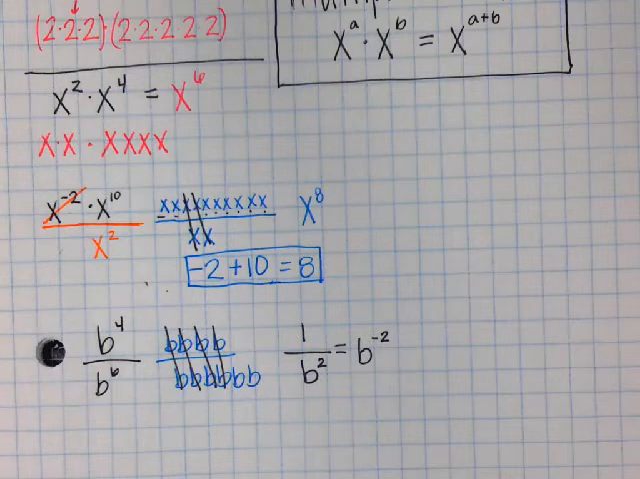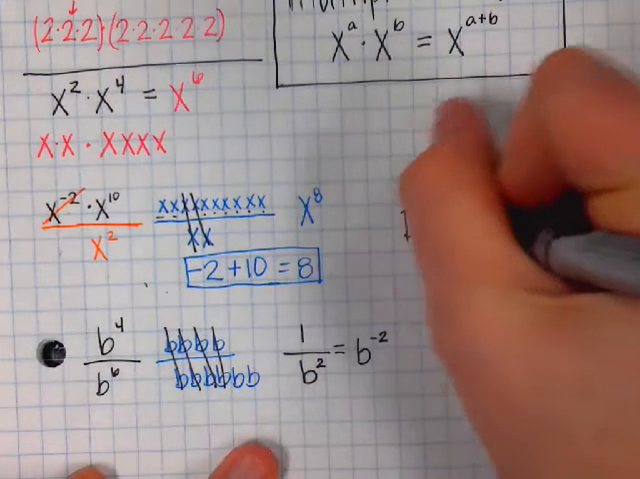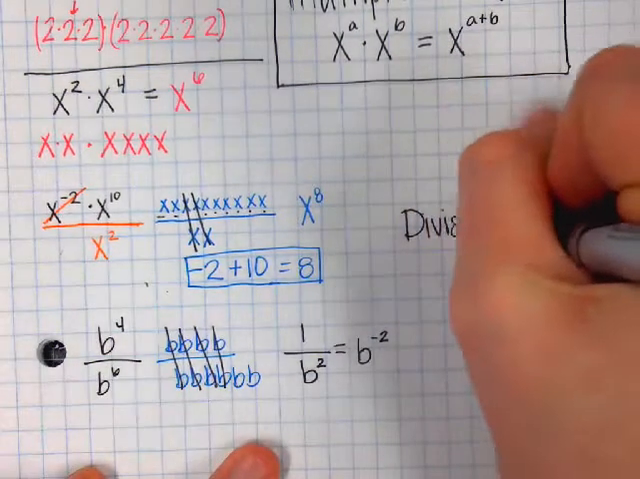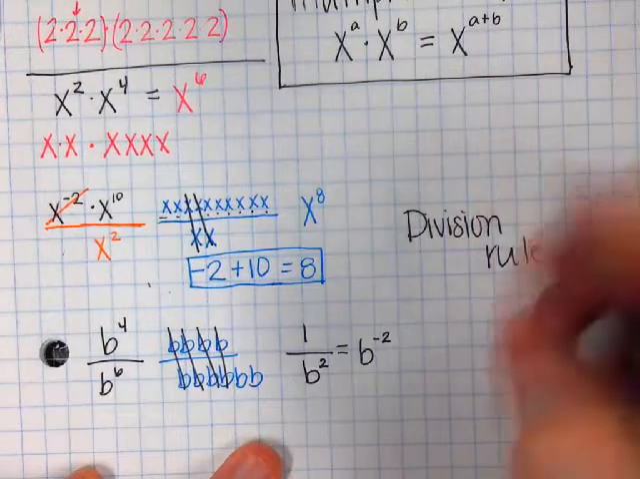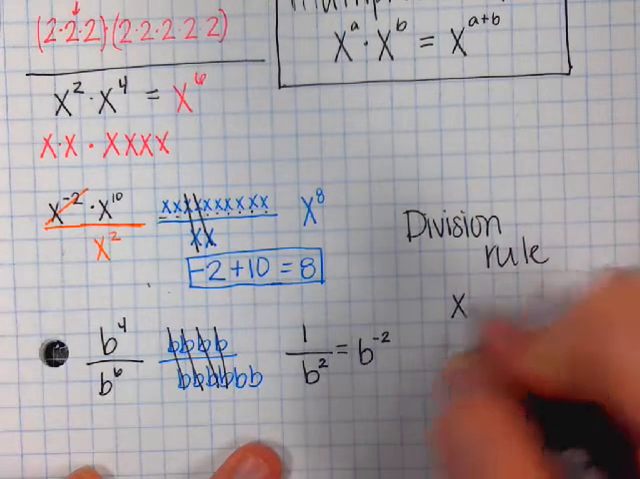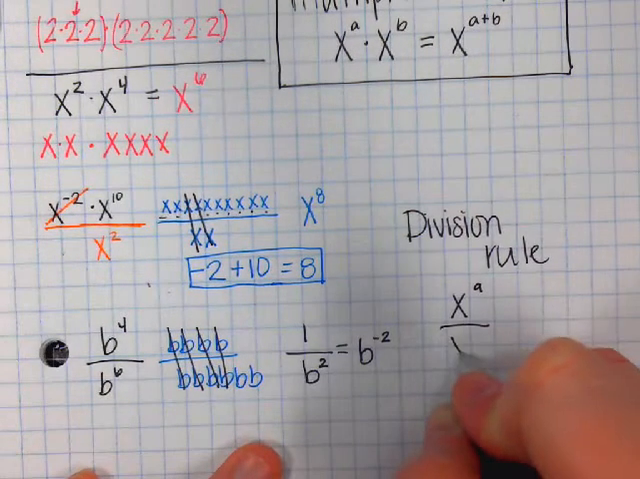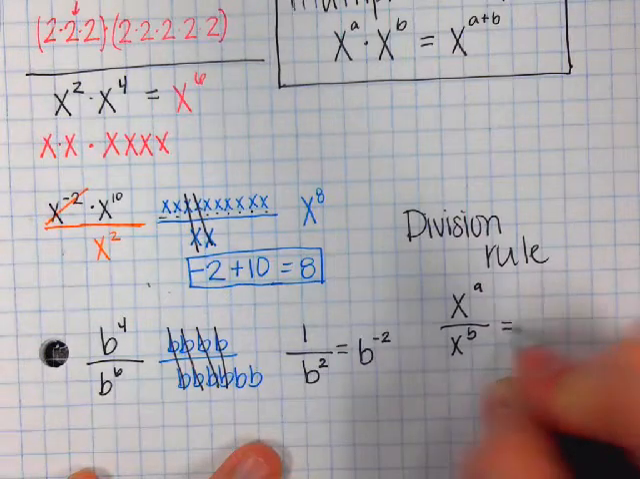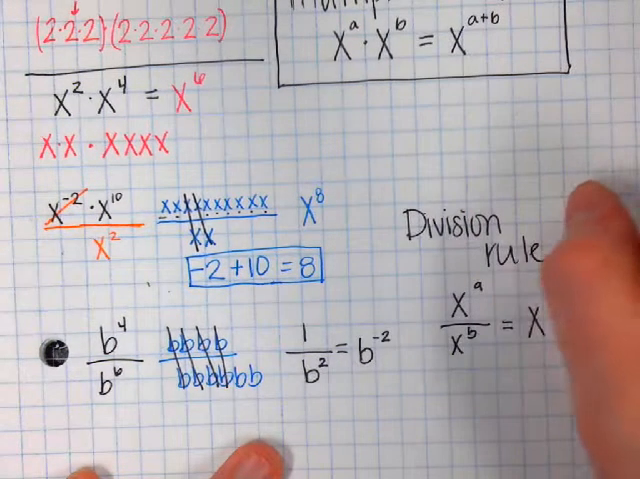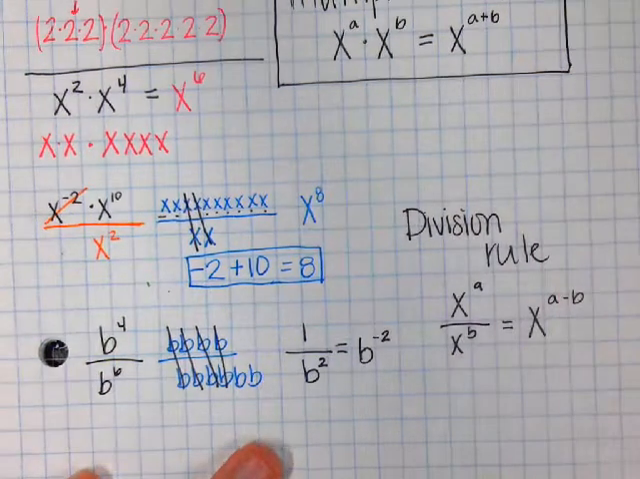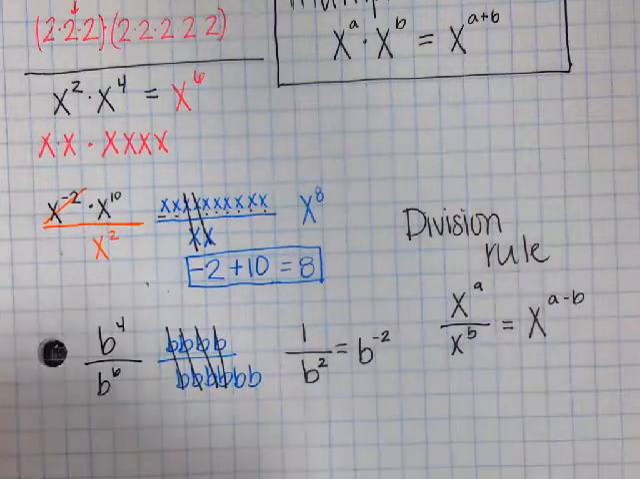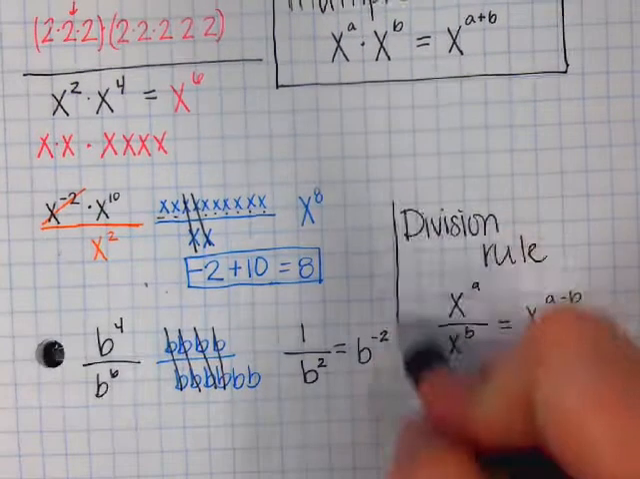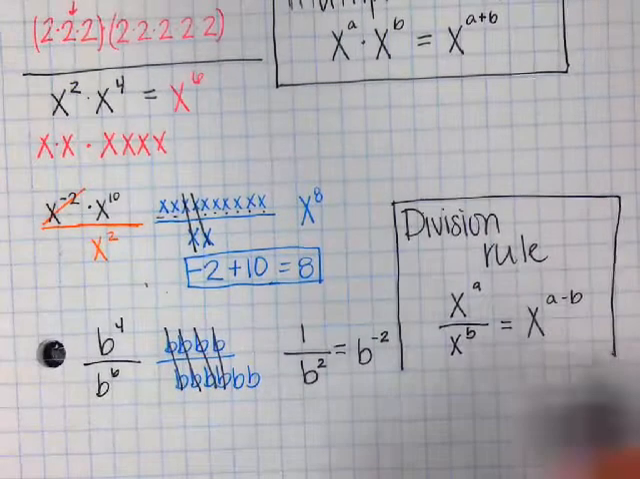So then our next rule is called the division rule. So if you have x to the a divided by x to the b, all you have to do is x to the a minus b. That's the division rule.